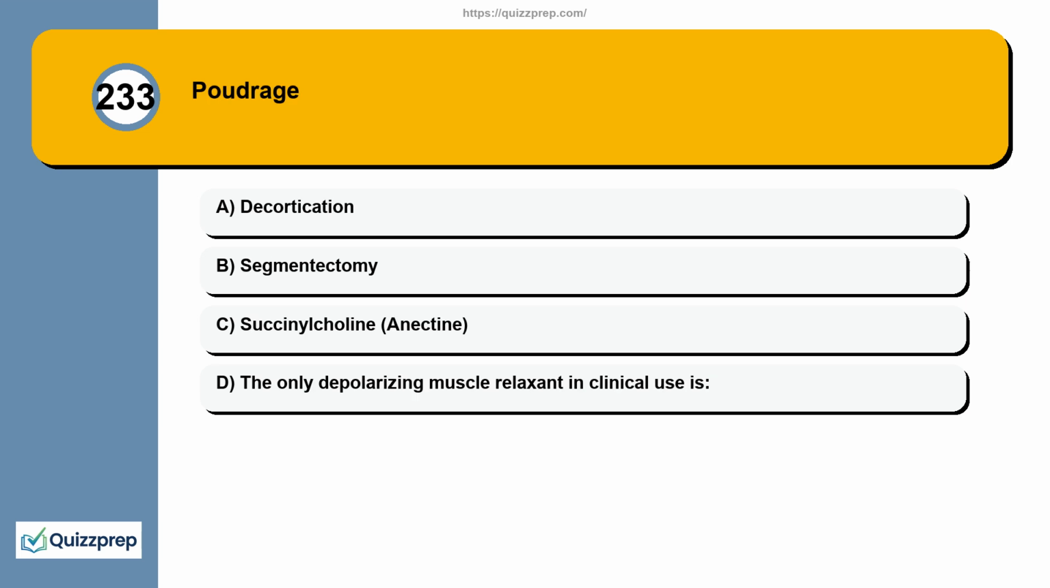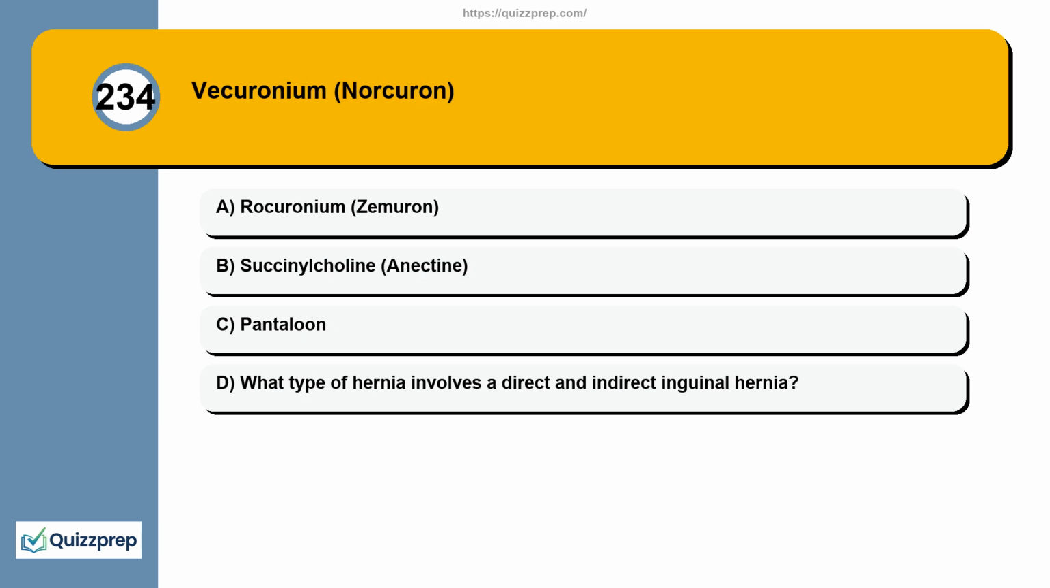Question 233, poudrage. Option A, decortication. Option B, segmentectomy. Option C, succinylcholine, Anectine. Option D, the only depolarizing muscle relaxant in clinical use is. The correct answer is option Nan. Question 234, vecuronium, Norcuron. Option A, rocuronium, Zemuron. Option B, succinylcholine, Anectine. Option C, pantaloon. Option D, what type of hernia involves a direct and indirect inguinal hernia? The correct answer is option Nan.